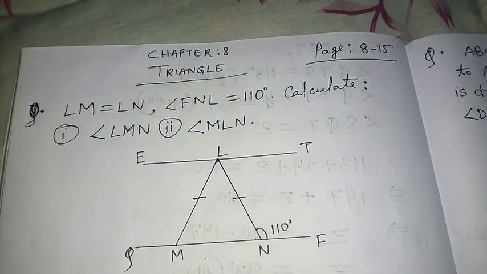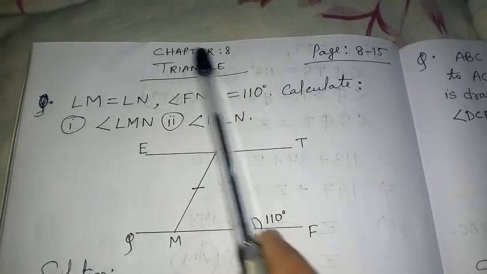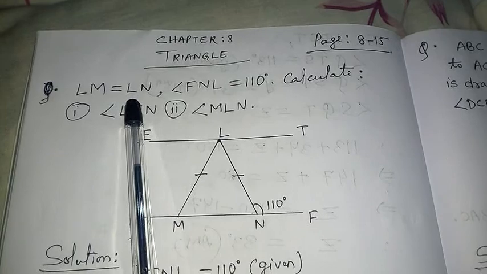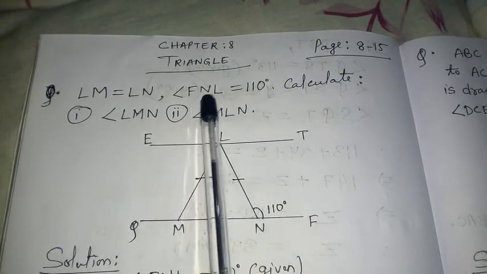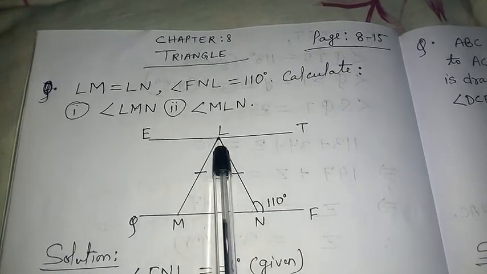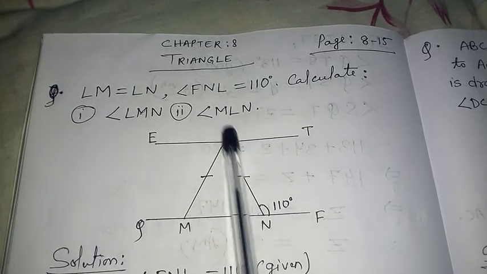Class 9 children, today we will learn some of the important questions of chapter 8, Triangles. Here I have a question. LM equal to LN, angle FNL equal to 110 degrees. So here you can see the diagram, triangle LMN. In this triangle, LM is equal to LN.